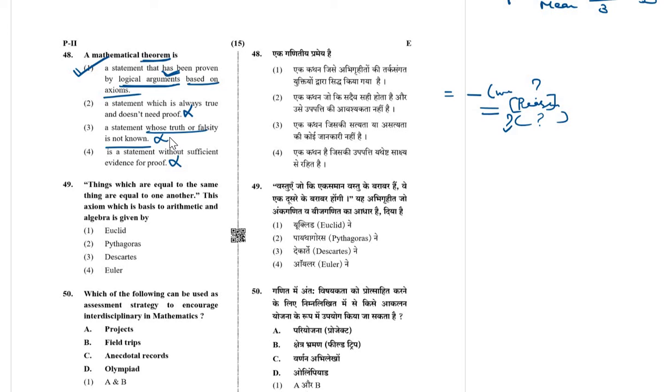Things which are equal to the same thing are equal to one another. Okay, this is the axiom based on arithmetic and algebra given by Euclid. Okay, this is in 9th standard. In 9th standard Euclid's geometry, we can get this point. This axiom is given by Euclid. Come to the next question.